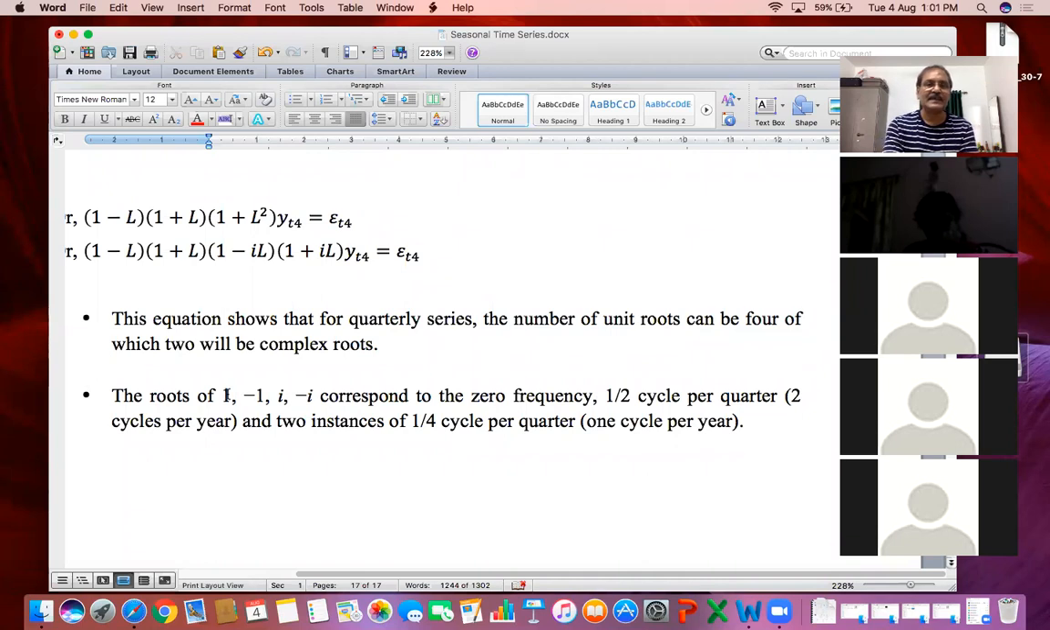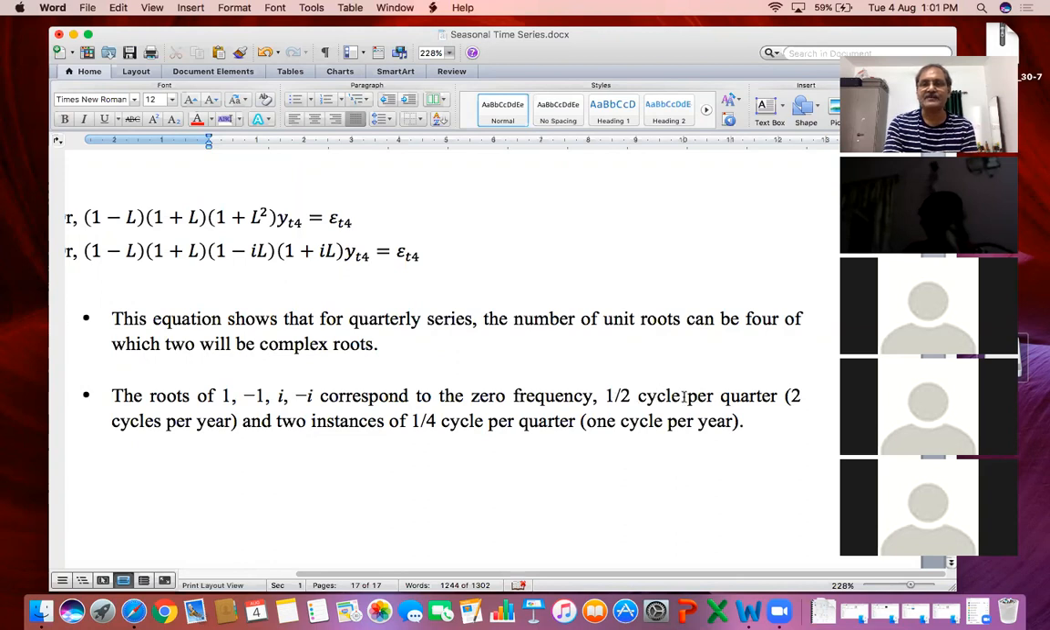If L is equal to 1, it corresponds to the 0 frequency. 0 frequency means we are ignoring the seasonal frequency. So when we ignore the seasonal frequency, we get a similar result as in the case of annual data. So the first root relates to the 0 frequency. The second root relates to the frequency of half of the cycle per quarter. You have quarterly data.